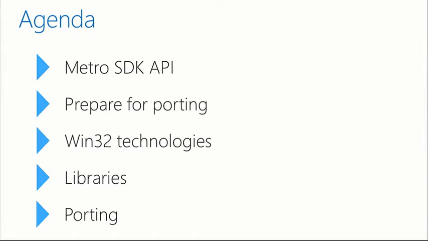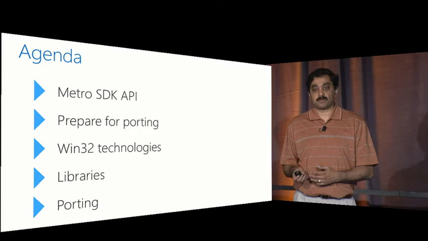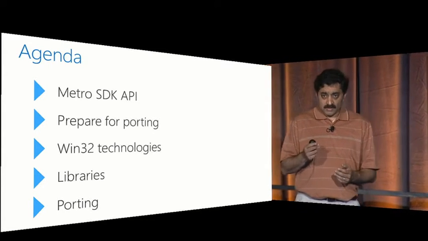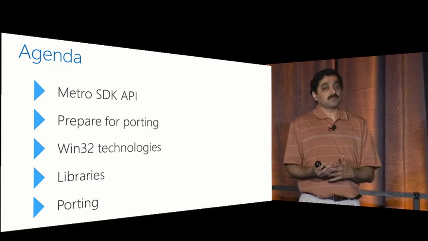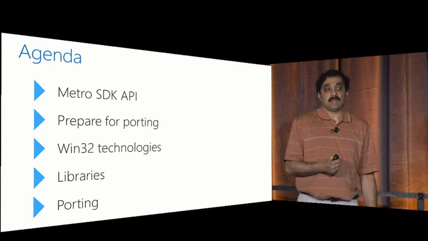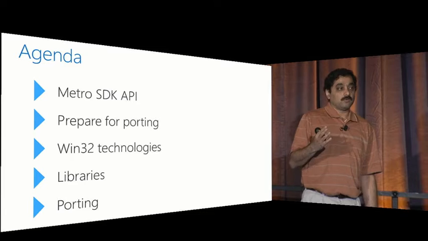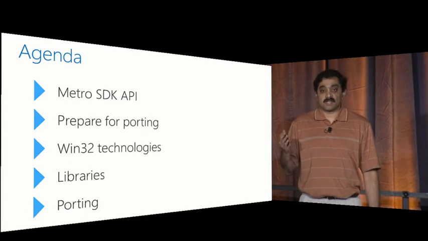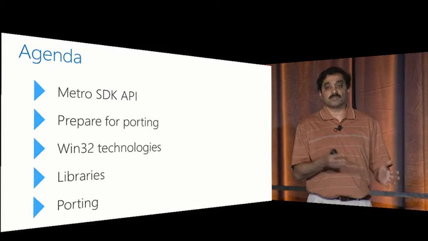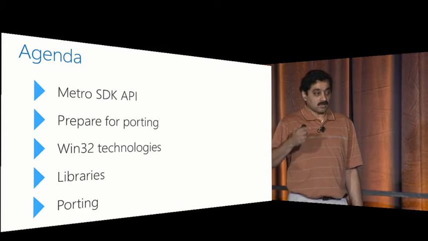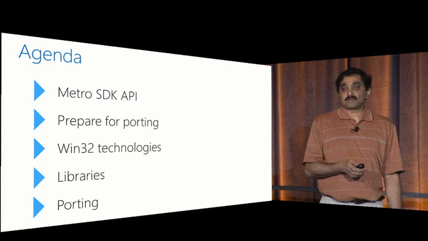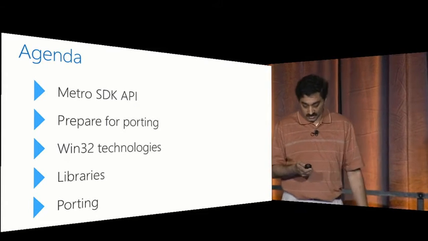So agenda, we'll take a quick look at what the Metro SDK API is. Then what are the things you can do even before you start porting? What can you do to prepare your app to move to Metro? Then let's talk about the Win32 technologies that you use in your apps today, and what are the alternatives that are there. We'll focus on the libraries that we ship, CRT, ATL, MFC, and see what the options are for you in Metro. And then we'll talk about some of the common questions we have got and think about possible solutions.